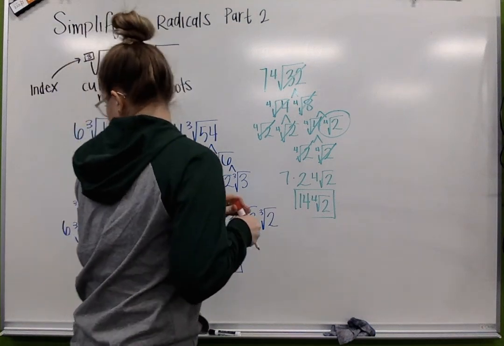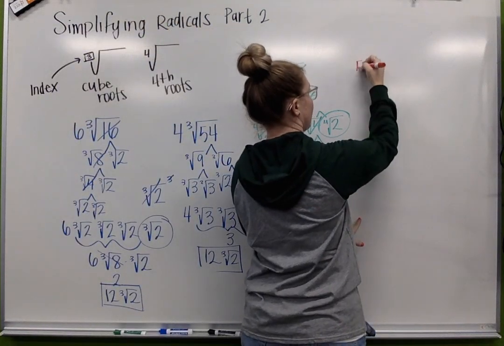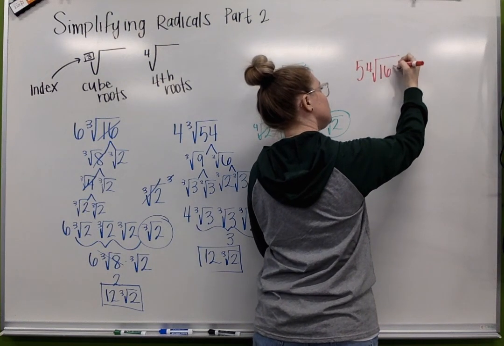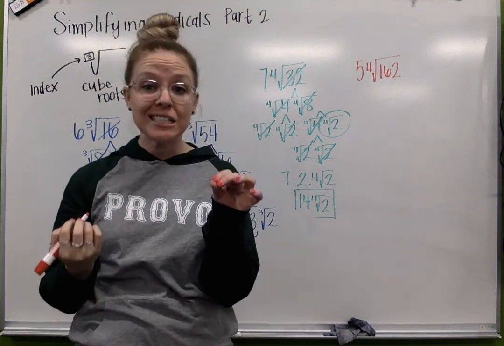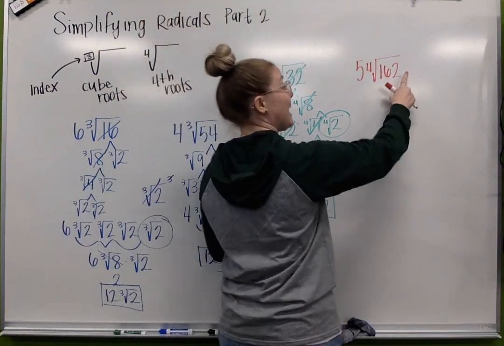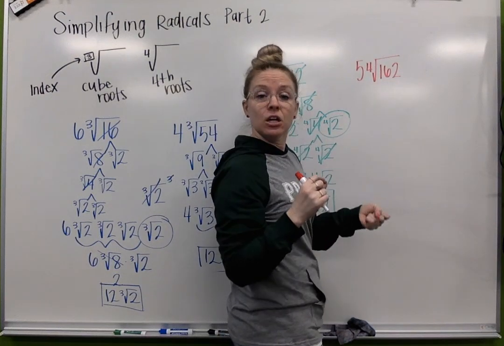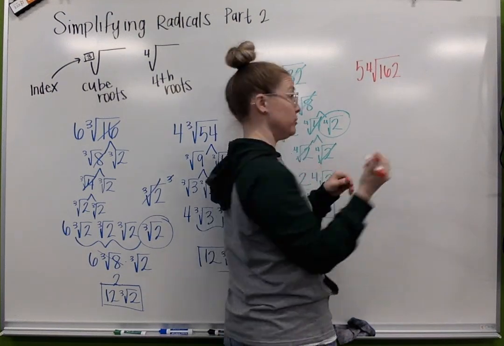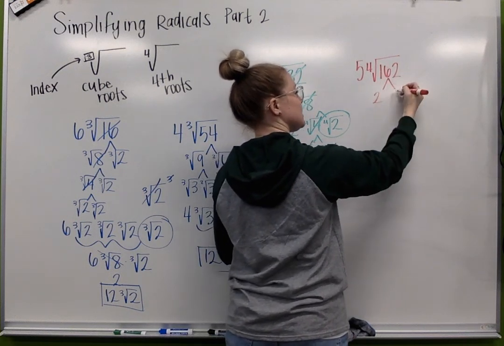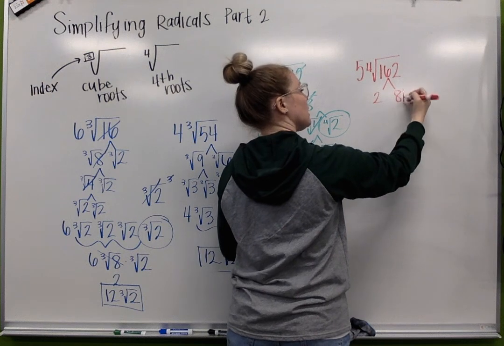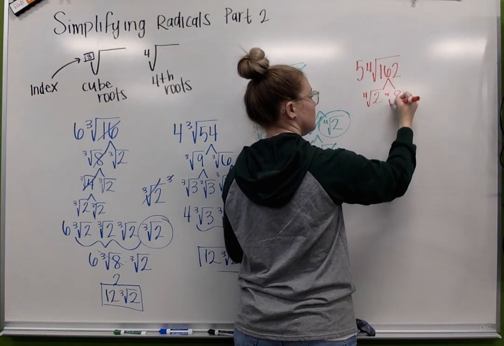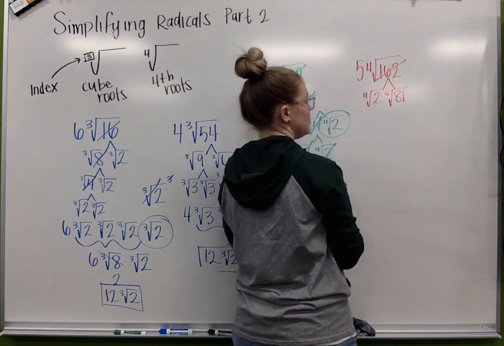This one's going to look pretty crazy, but it's not too bad. 5 times the fourth root of 162. 162 is a little bit bigger of a number, but trust me, we can do this. Because it ends in a 2, I know it's even, so I'm going to start with a factor of 2. So I know it's divisible by 2. 2 goes into 16 8 times, and it goes into 2 once. So I get 2 times 81. All right, there goes my 162.